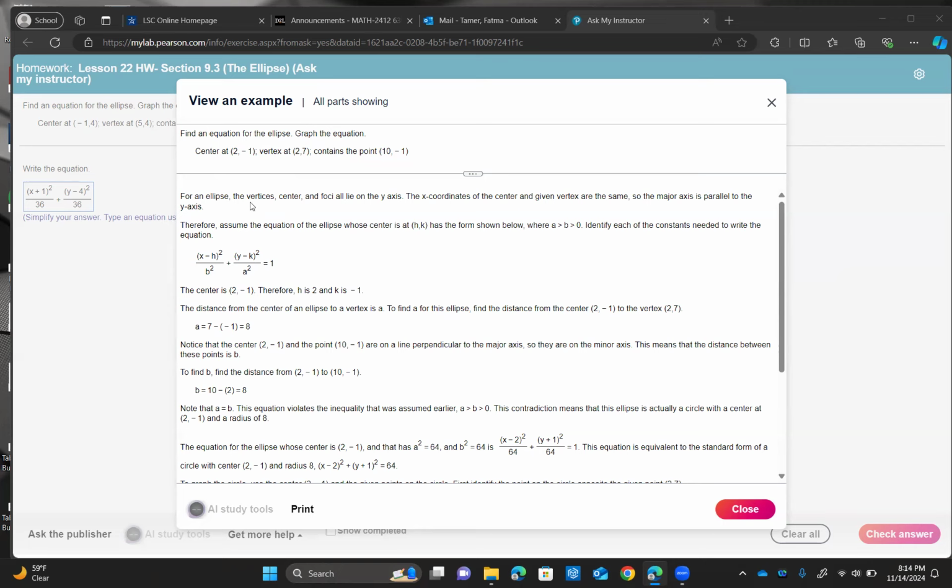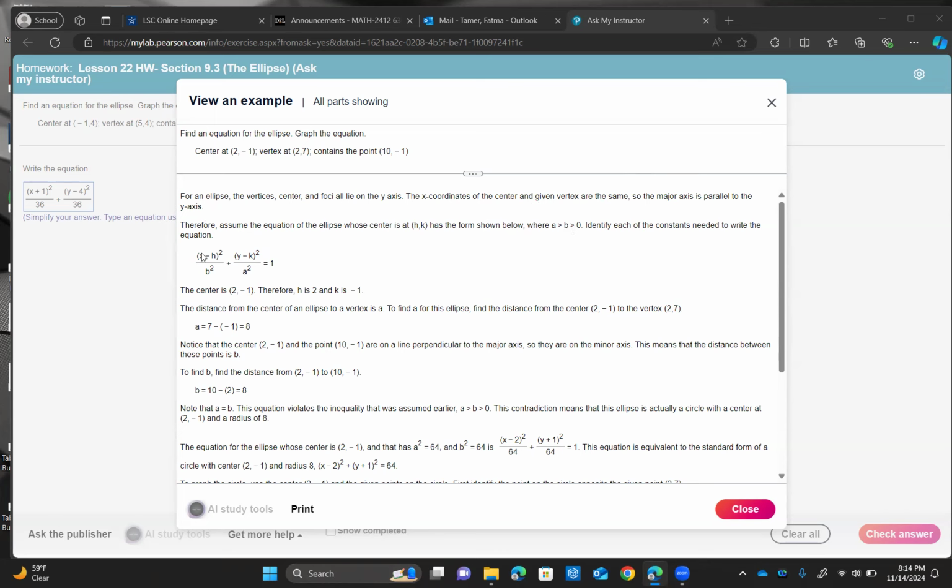For an ellipse, the vertices, center, and foci all lie on the same vertical line. The x-coordinates of the center and the given vertex are the same, so the major axis is parallel to the y-axis. Therefore, assume the equation of the ellipse whose center is at (h, k) has the form shown below, where a and b are both greater than 0.